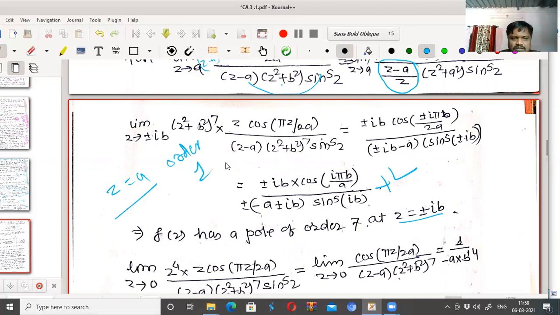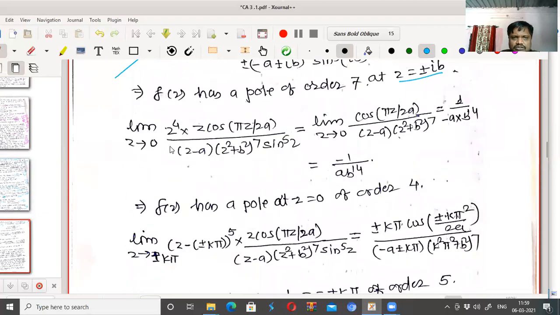Right? And now lastly, limit as z tends to 0, we are multiplying by z raised to 4 here. Z raised to 4 into z into cos pi z by 2a upon z minus a, z square plus b square to the power 7, sin raised to 5z. So z raised to 5 upon sin raised to 5z. I will write it as z raised to 5 in the numerator, replacing this one. But this limit is 1 as z tends to 0.